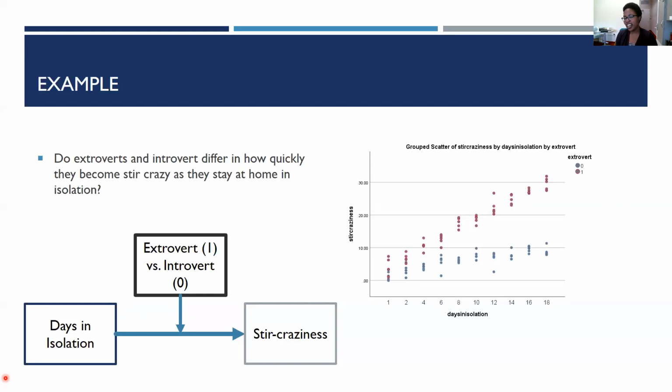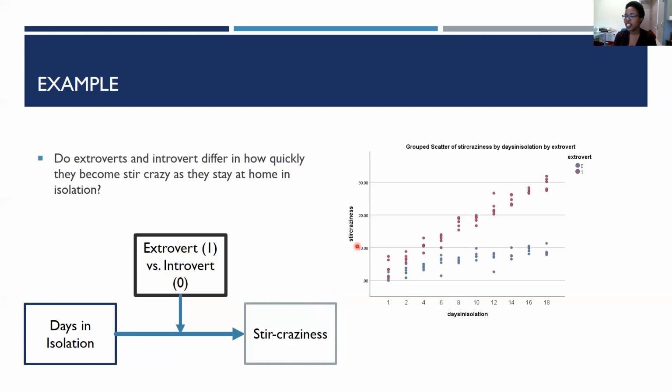So this is some fake data that I made up that looks at the amount of stir craziness over days of isolation for extroverts and introverts. So a way of phrasing our research question could be, do extroverts and introverts differ in how quickly they become stir crazy as they stay at home in isolation?